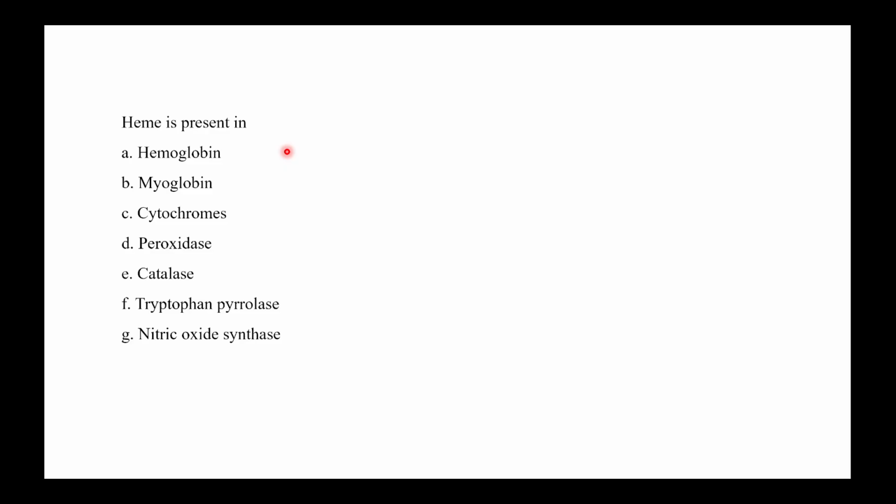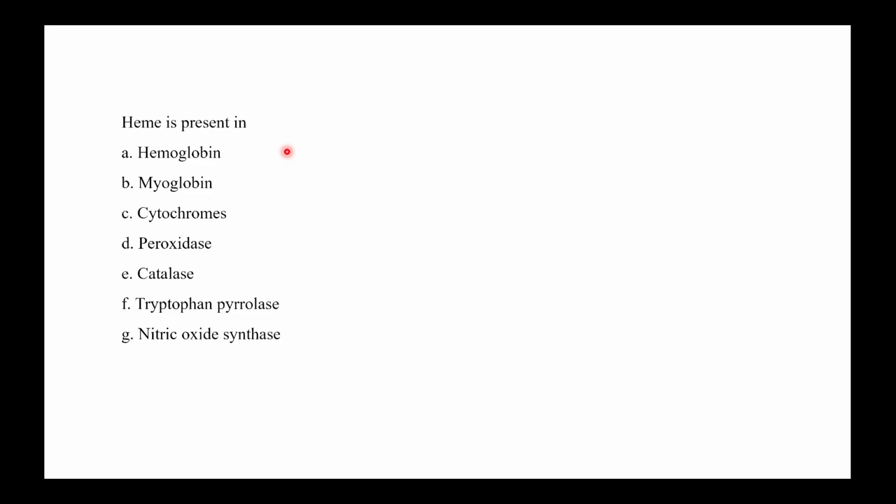It contains heme. It is present in the red blood cells that gives the red color to our blood. So heme is red in color. All these proteins will give a reddish color due to the presence of heme. Hemoglobin is present in the red blood cells, and our blood is red in color, you know. Myoglobin also contains the heme.